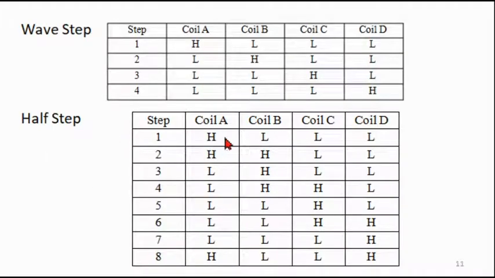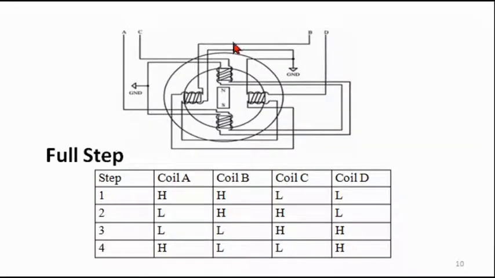It is like one coil is energized, next two coils are energized. So first one coil is energized, so the rotor will be in this direction, the permanent magnet south pole will be at this direction. Next between these two coils, because both the coils are energized, next at this position, because only this coil is energized. So like that, half step also we can do.